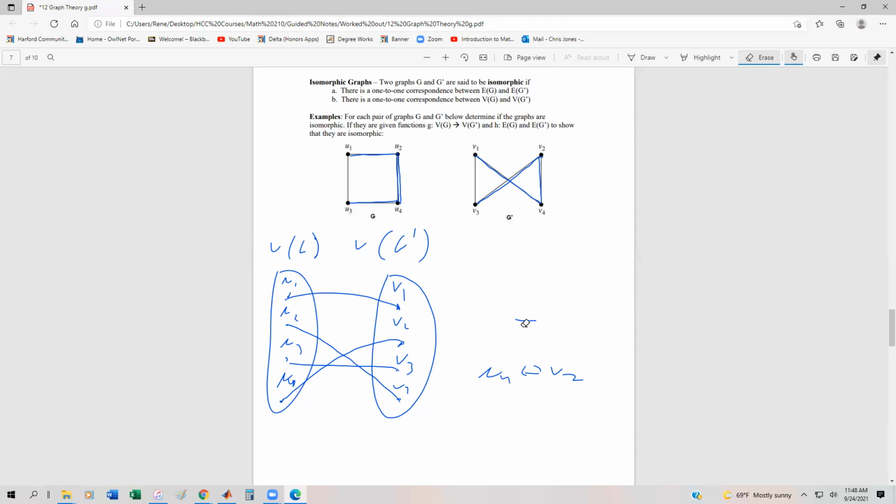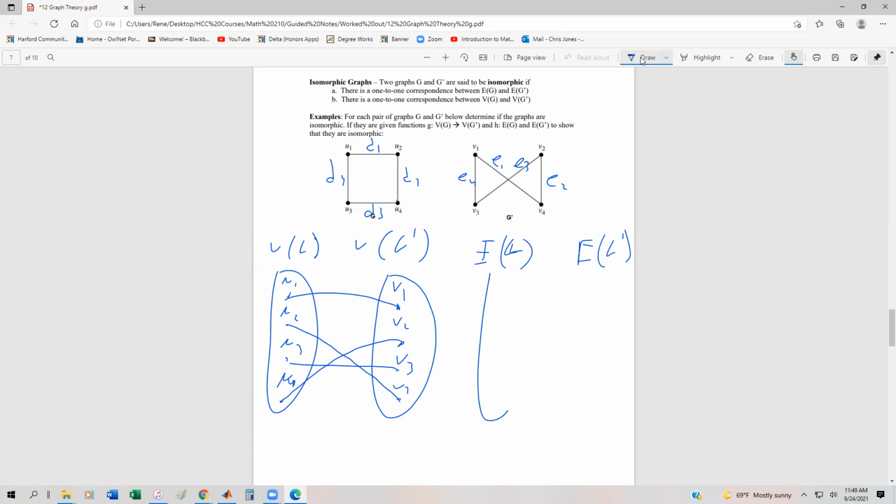Now we also have to show that the edge sets have a one-to-one mapping. To do this, we might just label the edges. Let's call these D sub 1, D sub 2, D sub 3, D sub 4. And over here, I'll call these E sub 1, E sub 2, E sub 3, and E sub 4. Because we've defined the vertex sets in a mapping, now we're going to have E of G and E of G prime, and those are going to map to one another.